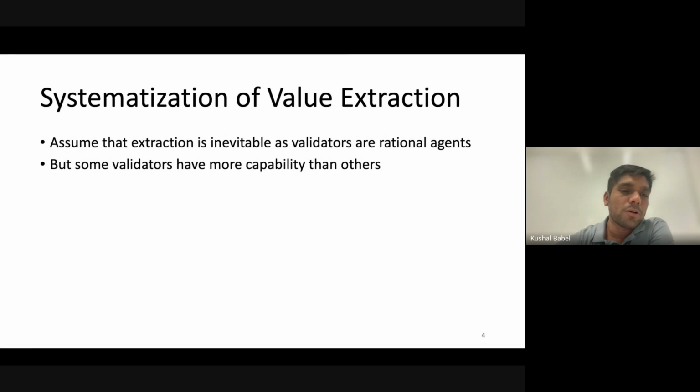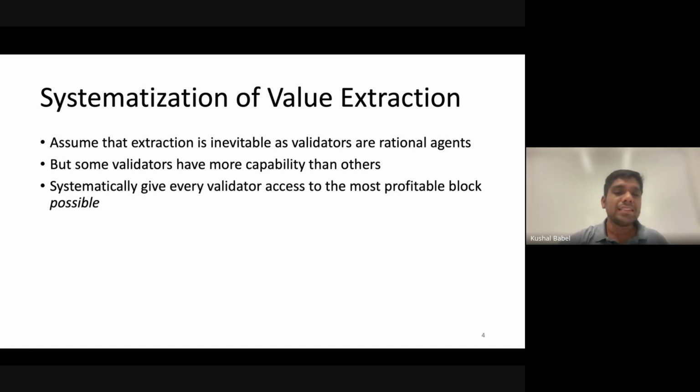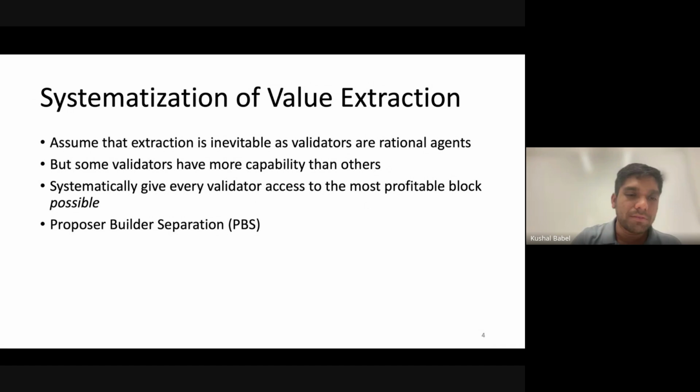But this approach takes that as a given and then tries to, in some sense, democratize this value extraction so that even the validators who don't have the ability to extract can extract as much as the sophisticated validators. As a result, value extraction is happening systematically by all validators, and this is commonly referred to as proposer-builder separation, a marketplace between builders who are building these profitable blocks for proposers who are looking to extract value from users.